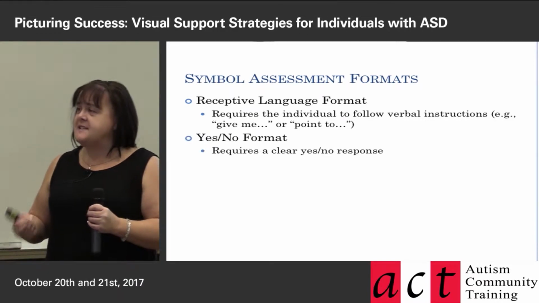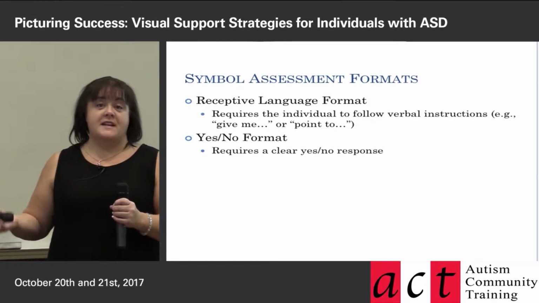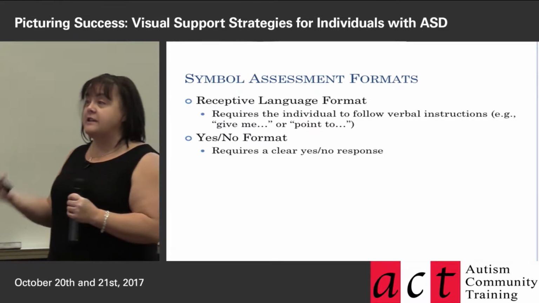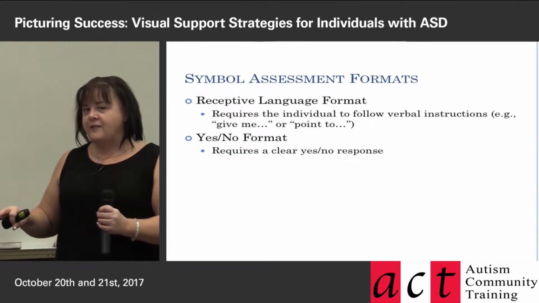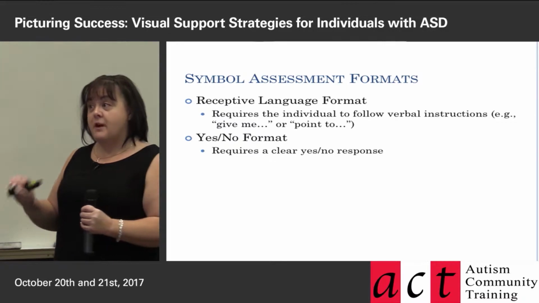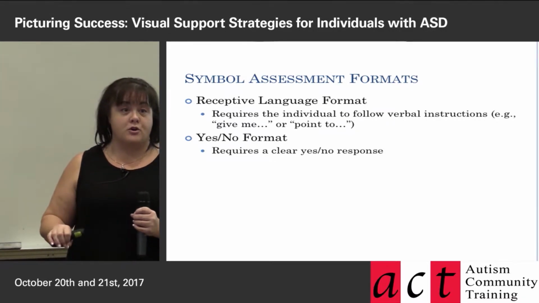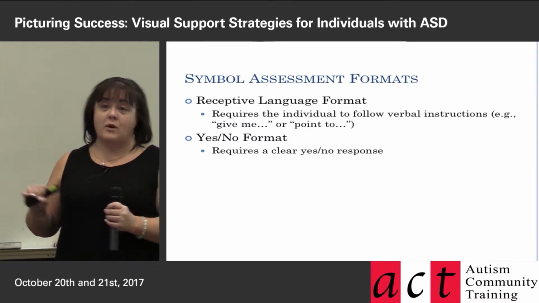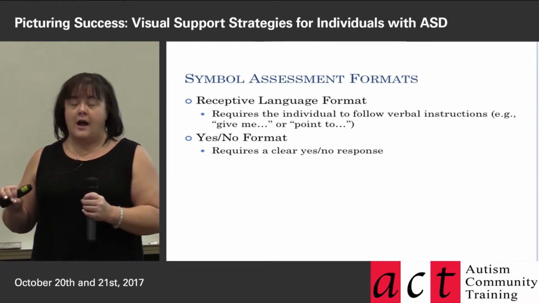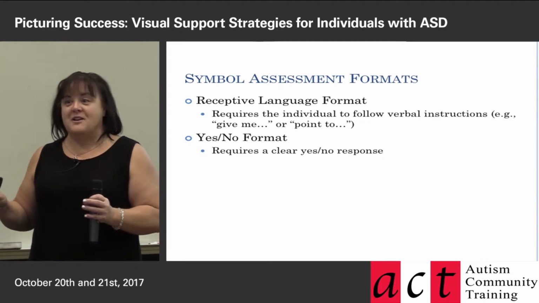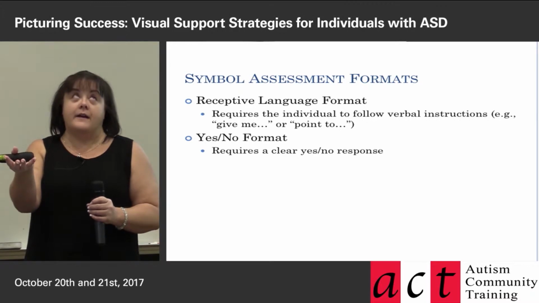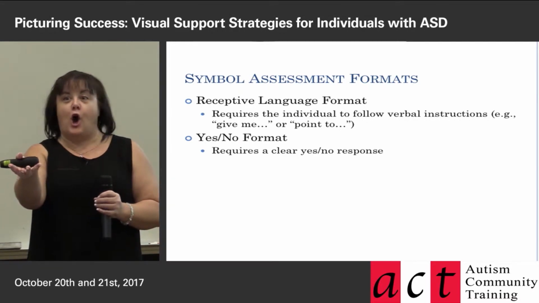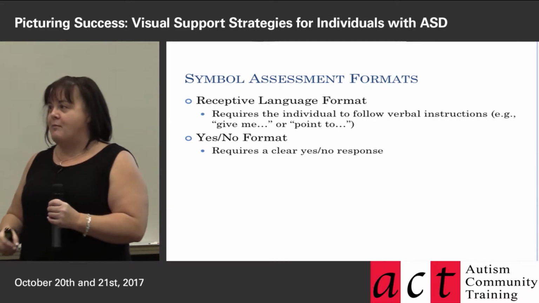Another way that we can do this is yes-no. For a yes-no format, the student has to have a clear, consistent yes-no response. So again, not always great for kids with autism, but sometimes very useful for individuals with complex motor challenges. I've worked with individuals who have an eye blink for yes and a look away for no, and that's all they have for communication. But I can take that and use that. Is this an apple? And they look away. I held out a comb. Great, they know that's not an apple. They can say no.